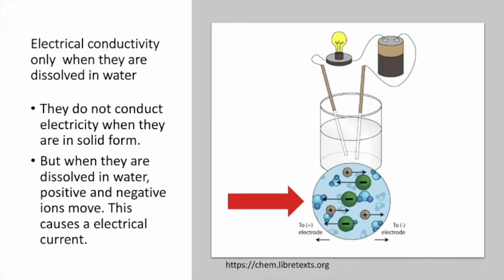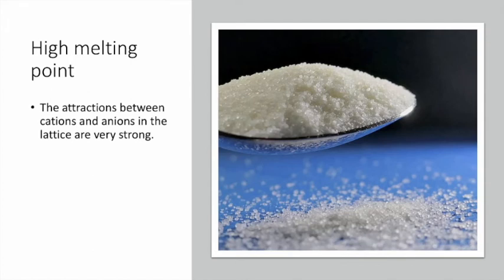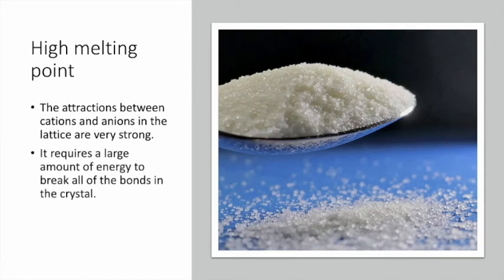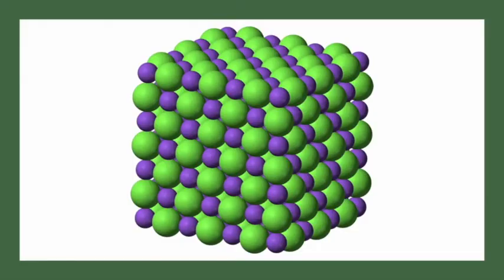The more ions in the compound, the more moles you get when you dissolve them, and the larger the current you get when you pass electricity through the solution. Ionic compounds have a very high melting point. The attractions between the cations and anions in the lattice are very strong. It requires a large amount of energy to break all the bonds in the crystal. For example, sodium chloride has a melting point of about 800 degrees Celsius. These properties of ionic compounds are related to the lattice structure and the strong bonding.